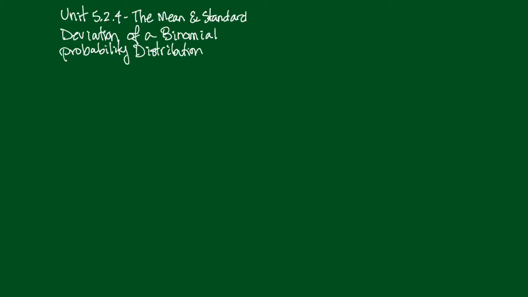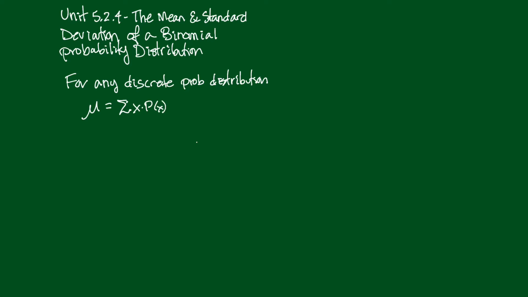In this section, we're going to take a look at the mean and the standard deviation of a binomial probability distribution. And you may remember from a couple discussions ago that for any discrete probability distribution, the mean, which represents the expected value, is given by the sum of x times p of x, where x is the data value, and p of x is the probability of that value.